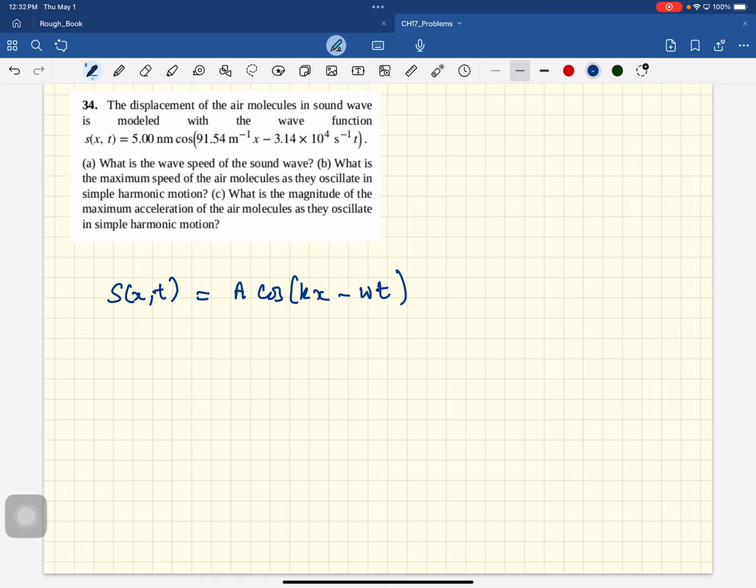And so now we'll write this guy below it. S(x,t) equals 5 nanometer cosine 91.54 x, and I'm not going to write the units, 3.14 times 10 to the 4 t. I'll tell you in a second.